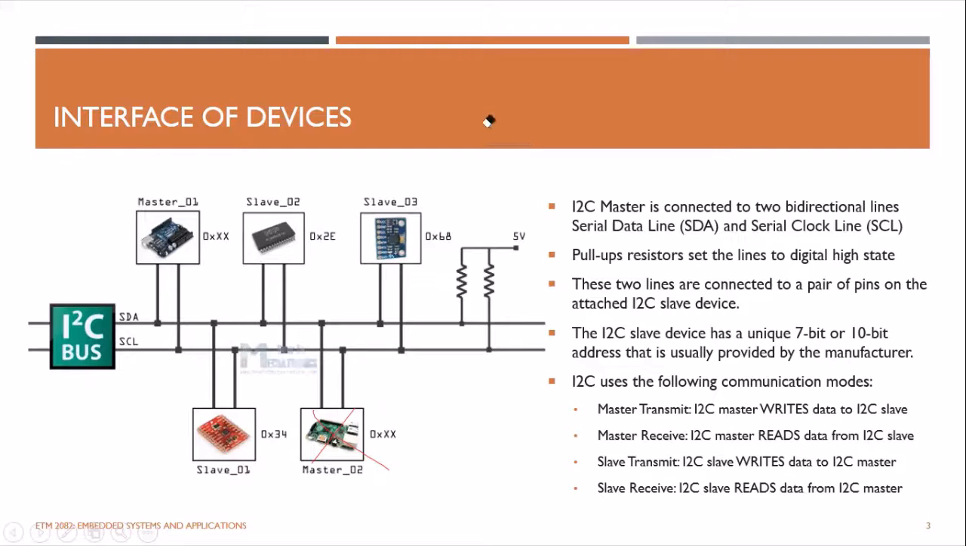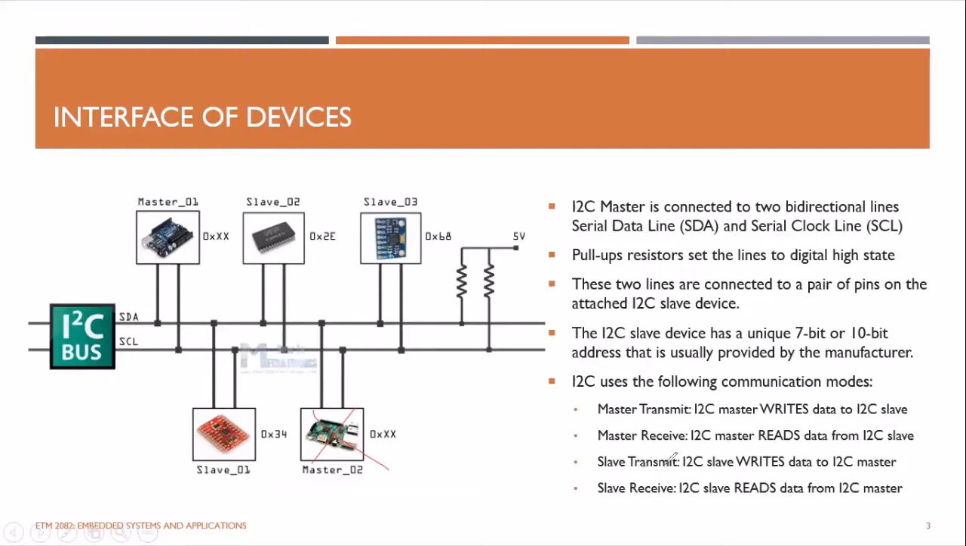And the other one is master receive. For example, this could be a sensor. If the master wants to read the data from the sensor, that is called a master receive. So it is requesting data to be sent from the sensor to the master, right? That is master receive, and so the master reads the data from the I2C slave.